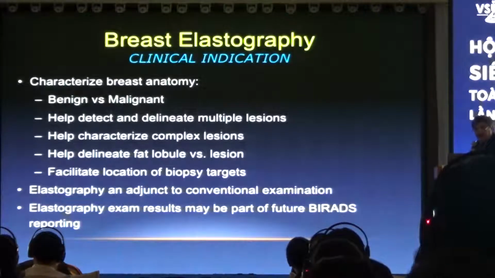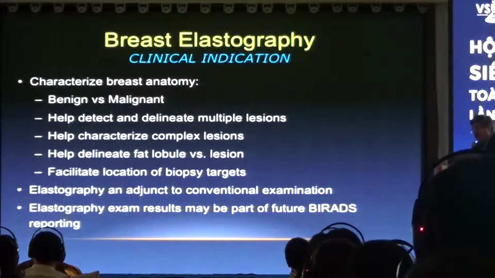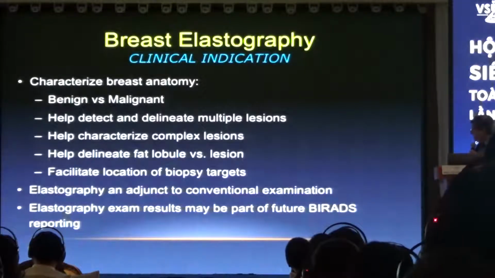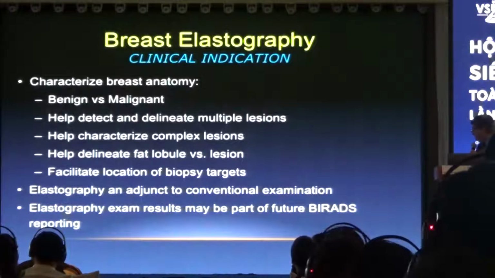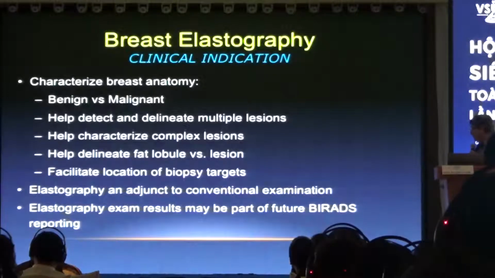The key here is you want to biopsy where the stiffest area of the cancer is. That's going to give you the best radiology-pathology correlation. So using elastography, we can pick the best place to biopsy a lesion. And again, elastography is really an adjunct to your conventional exams. You're always going to do your normal exam.